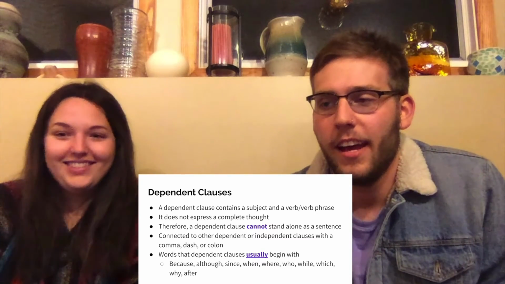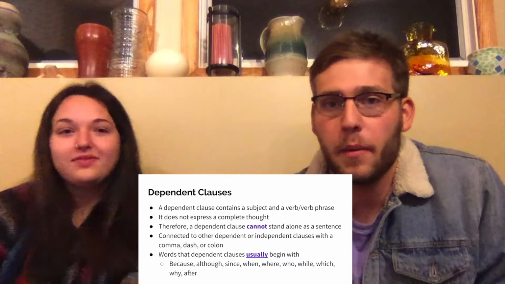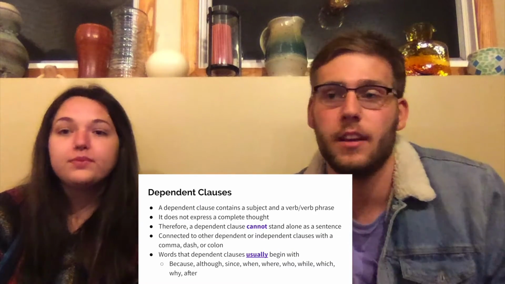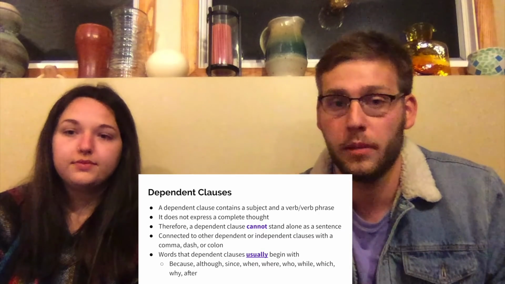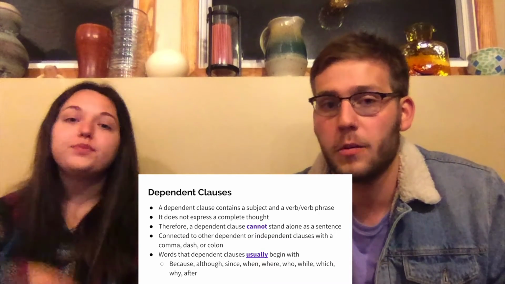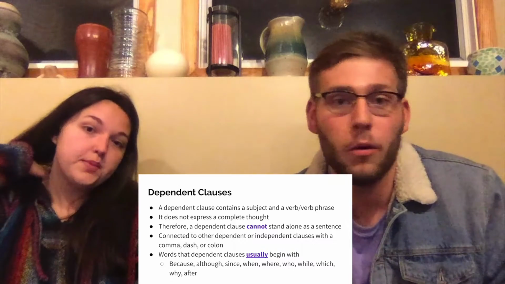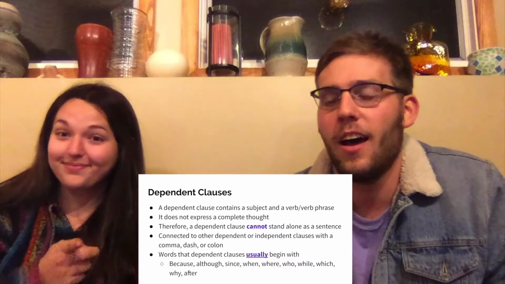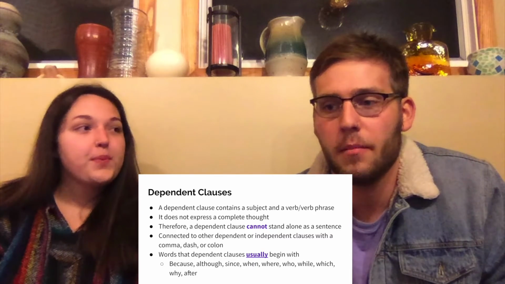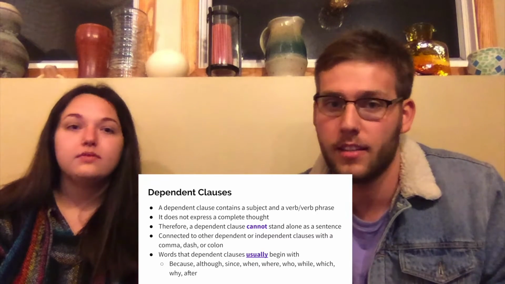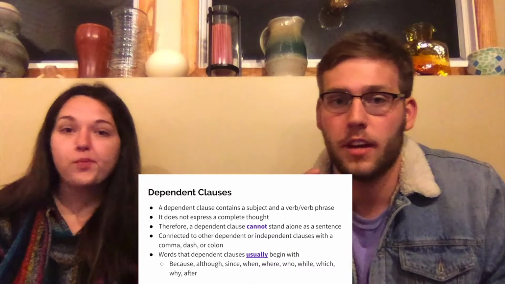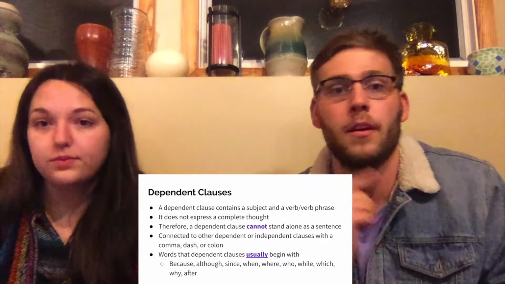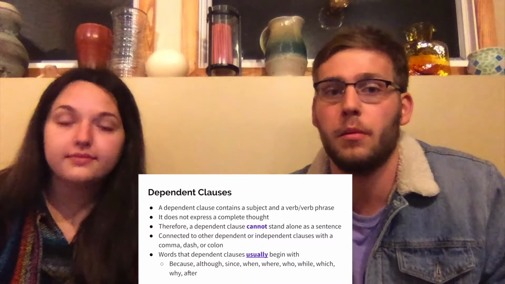So you can connect it with an independent clause, and you have to have that independent clause in there. We'll talk about those in a second, and those complete a sentence. You can connect them with punctuation like commas, dashes, and colons, which we already talked about in our presentation on commas, dashes, and colons. Dependent clauses usually begin with words like because, although, you can see the list there. Those are trigger words that help you recognize it. This is a dependent clause, could be a fragment, so I might need to look at my sentence to make sure it's complete at the end.